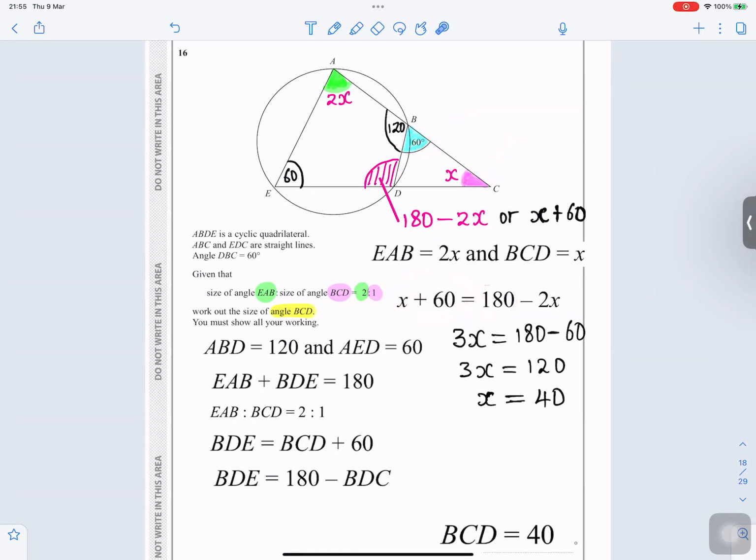So we solve that. Minus 2x comes to the left. Minus 2x plus x gives you 3x. Plus 60 goes to the right. 180 minus 60 gives you 120. So 120 divided by 3 is 40. So the answer is 40.